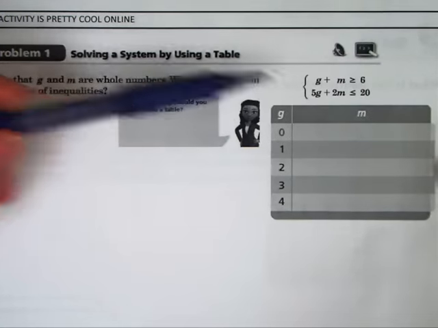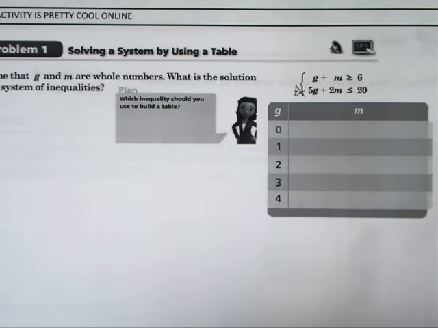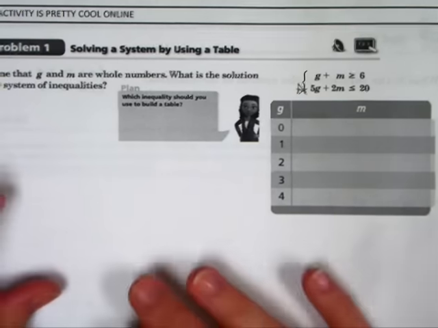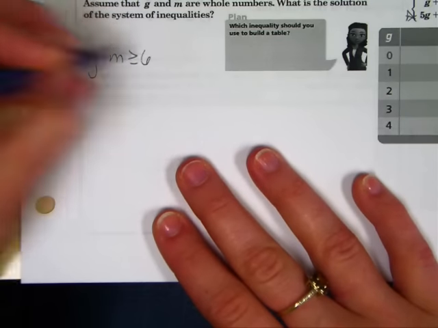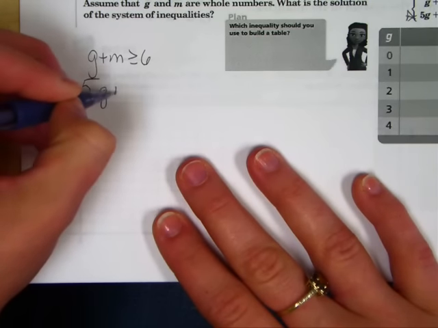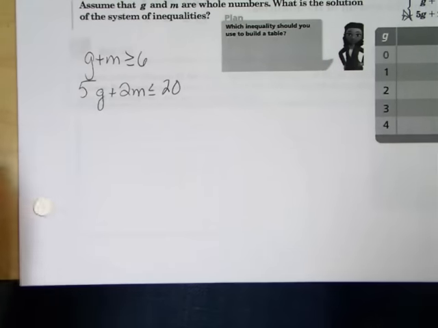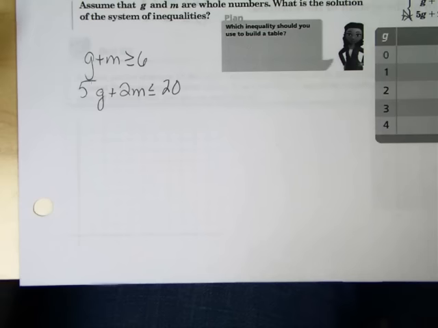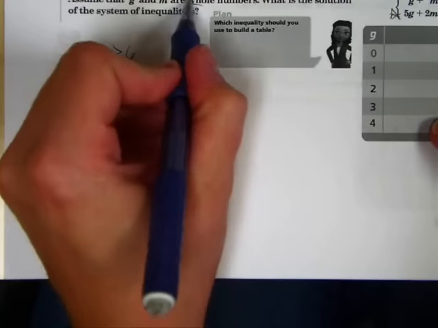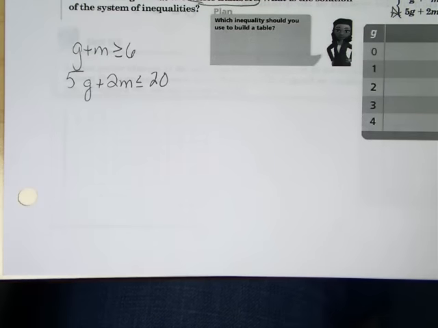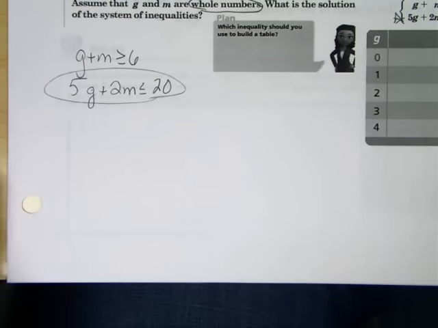Now the reason we're going to focus on the second equation is because it's the one that's limited. It's the one that says, hey, something has to be less than or equal to 20. So we're going to rewrite our equations over here so we have more to work with. And we are going to pick numbers that help us find G and M. Now something important in the directions is that G and M are going to be whole numbers. We're going to focus right now on the second equation because it has the limitations.